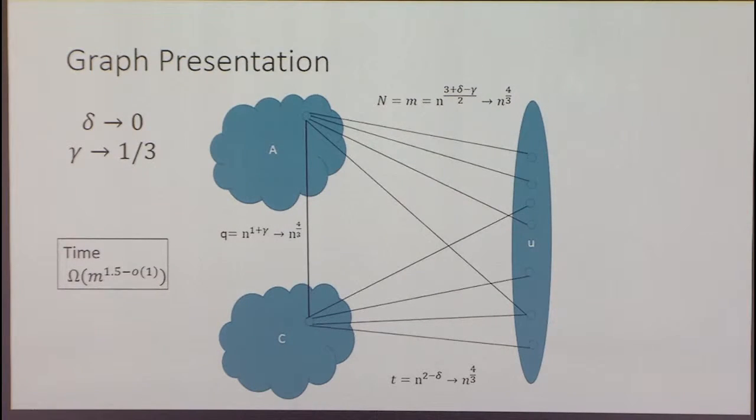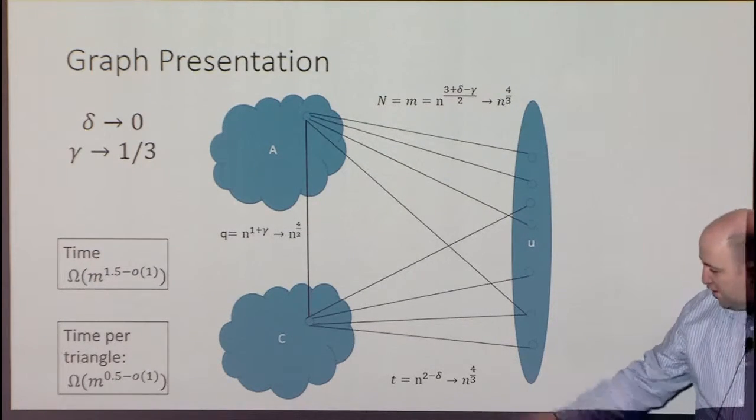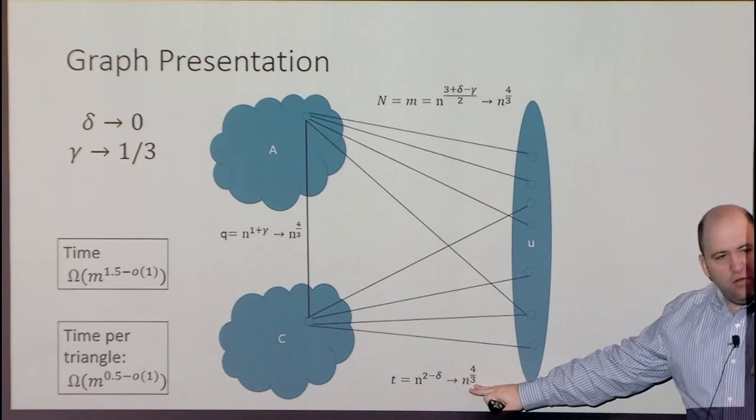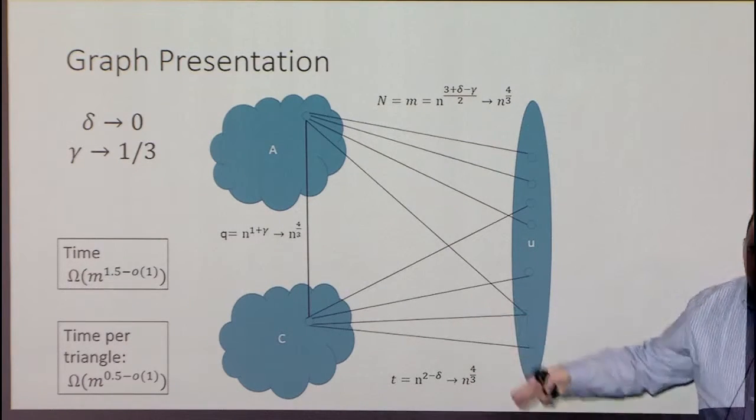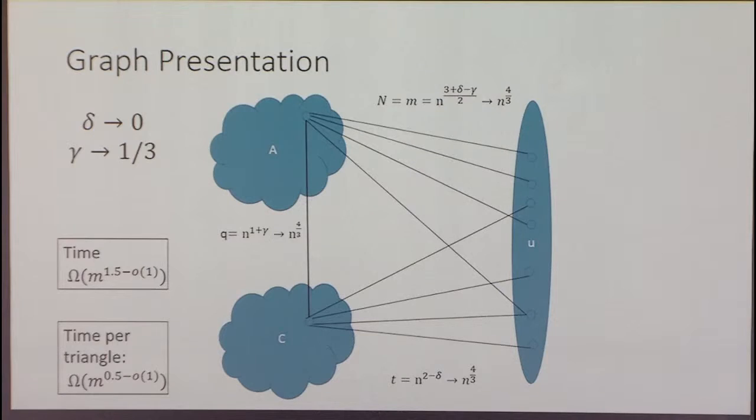Another interesting thing to point out here is that the time per triangle in this case turns out to be square root of m. Same reasoning. The number of triangles in the graph is n to the 4/3, so we need to spend n to the 2/3, which is square root of m time per triangle. This is in contrast to Michal Patrascu's result, where he showed from the threesome conjecture that you have to spend m to the 1/3 time. So this is a slightly higher lower bound, which is great. Okay.